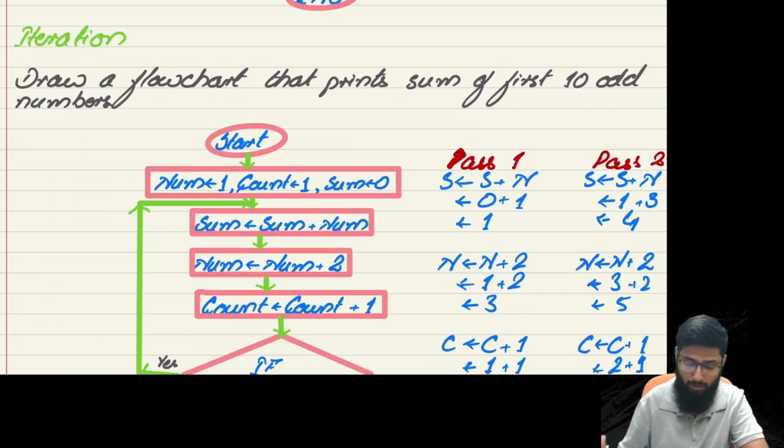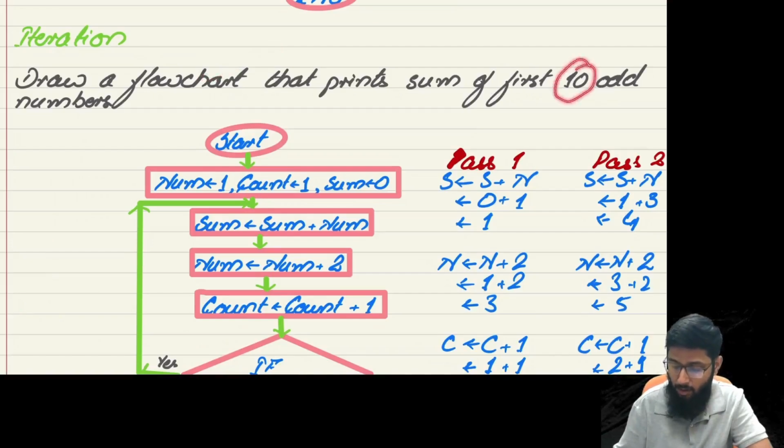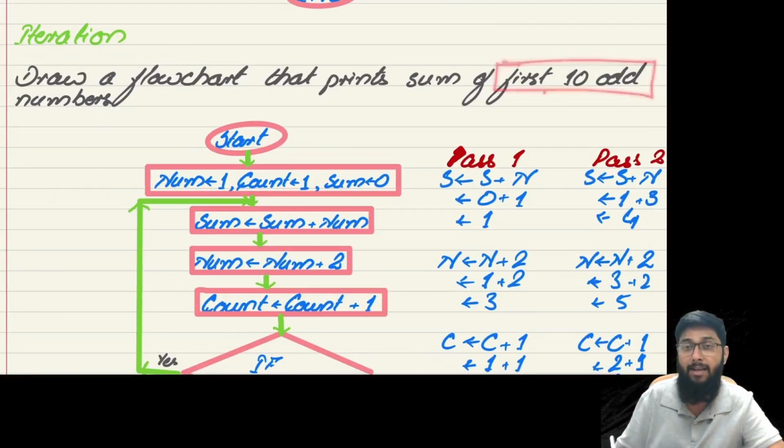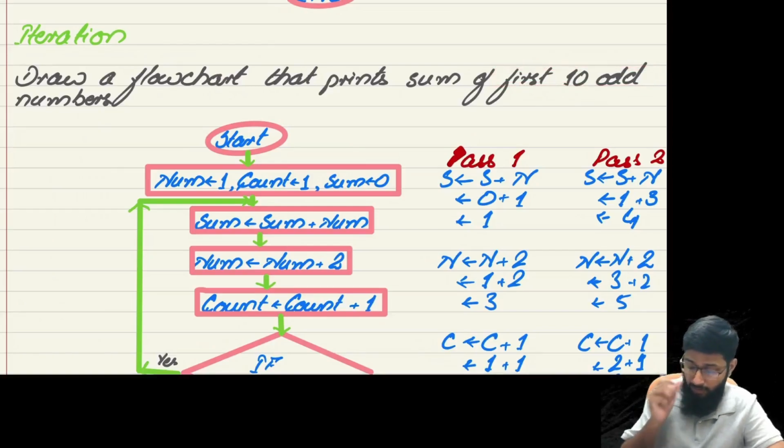So we have a program over here: draw a flowchart that prints the sum of the first 10 odd numbers. Do remember, they're not saying the odd numbers from the first 10 numbers. They are saying the first 10 odd numbers. Make sure of this. So what are the first 10 odd numbers?